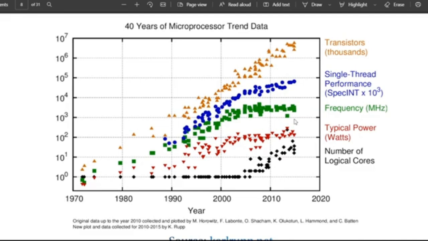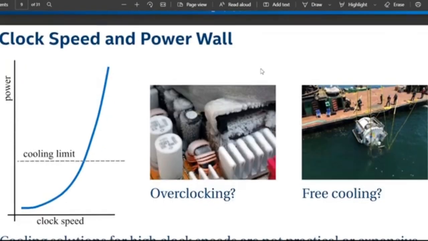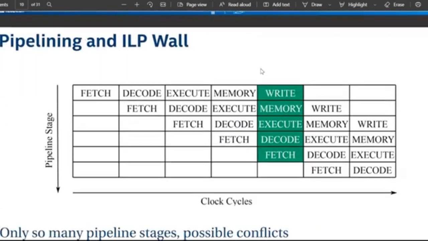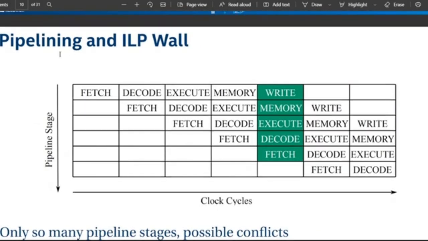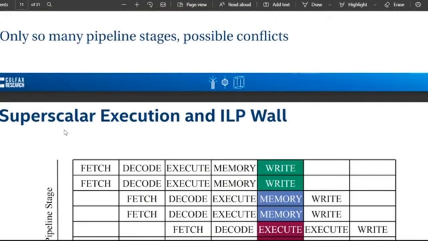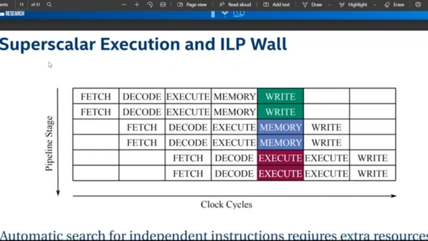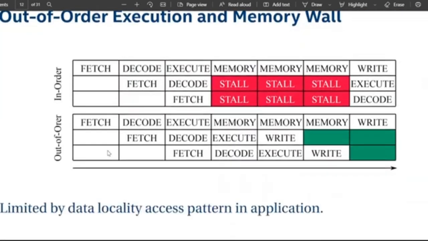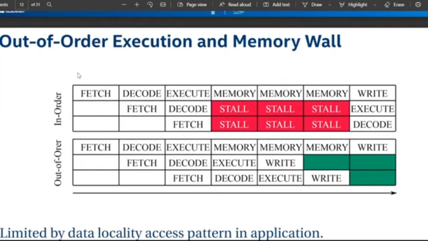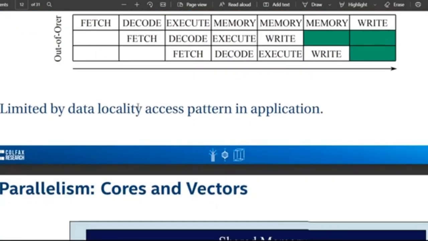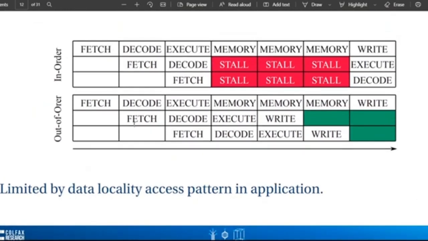We kind of reached a wall. But if you look at the number of transistors, that has carried on that trend. So, you know, overclocking isn't the answer. Plus, we can look at pipelining, and we can superscale the execution. But again, we're going to run into out of order execution and the memory wall issues. So we're limited by the data locality and the access pattern in our application.